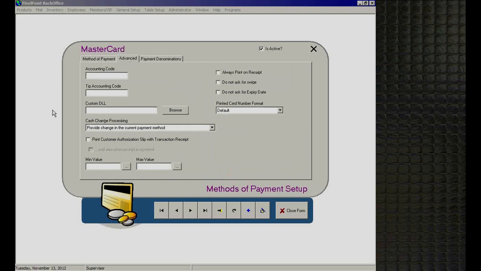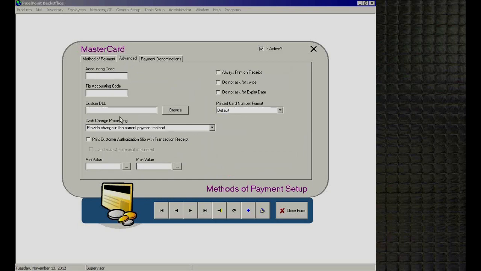Coming over to advanced, we have advanced settings on method of payment. The first thing here is accounting code and then tip accounting code. These are general ledger account numbers strictly for reporting purposes only, so you can put within here whatever the GL account numbers would be for those.